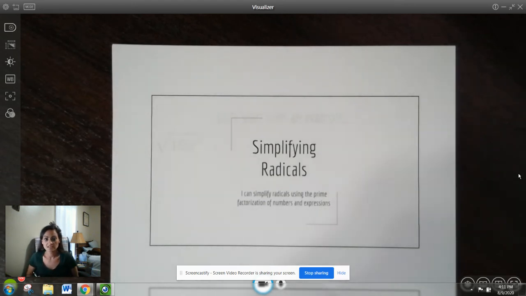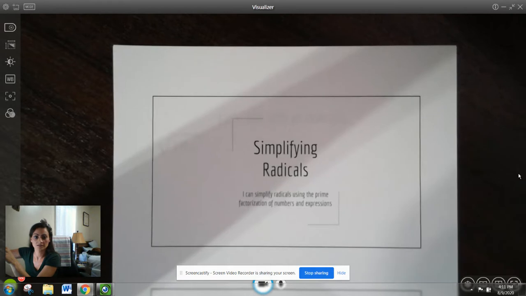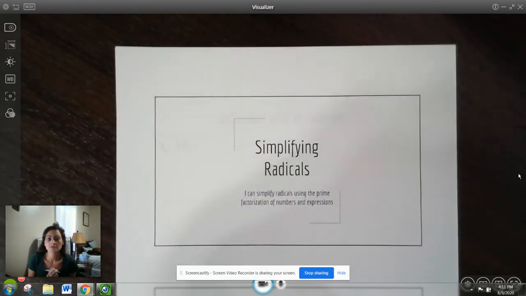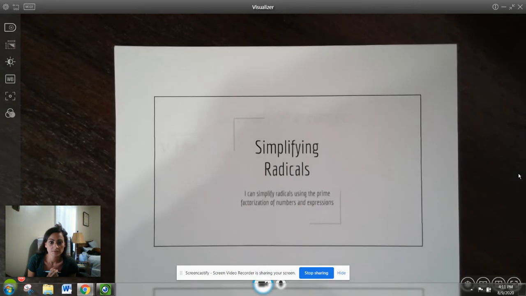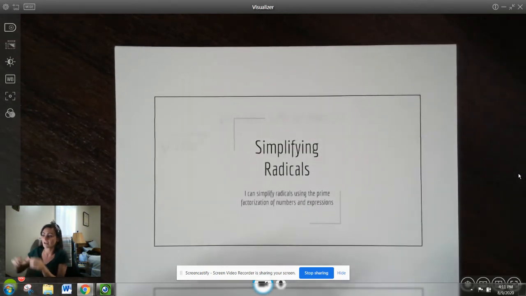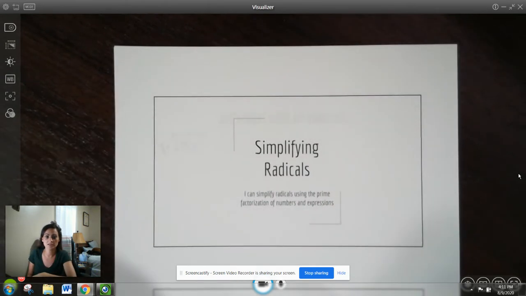So this lesson is simplifying radicals, and I'm gonna autofocus that. So by the end of this, we are going to be able to simplify radicals using a prime factorization of numbers and expressions.